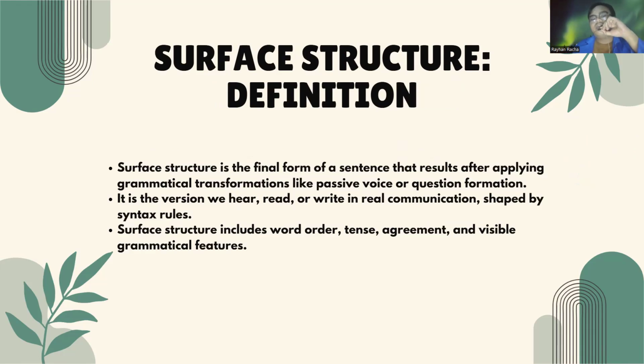It is the version we hear, read, and write in real communication, shaped by syntax rules. This also includes word order, tenses, agreement, and also visible grammatical features. So after grammar rules are applied, the structure is transformed into surface structure, from which we actually produce the sentence. Basically, surface structure reflects the syntax choices we make to express ideas clearly and correctly. It is this visible form that determines whether a sentence is grammatically and stylistically appropriate.